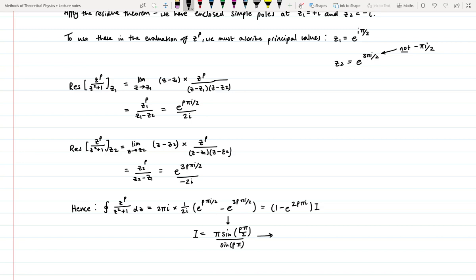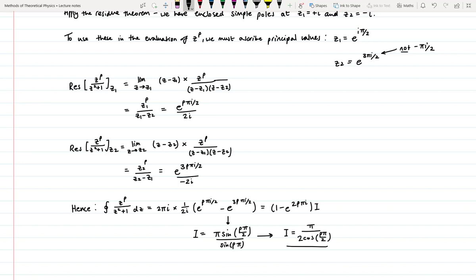And finally, using some double angle formulae, we arrive at the final answer, which is that our real integral is given by pi divided by 2 lots of cos of p pi over 2. And we're done. We've managed to analytically continue a function to a multi-valued complex function.